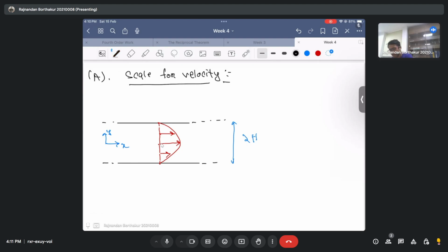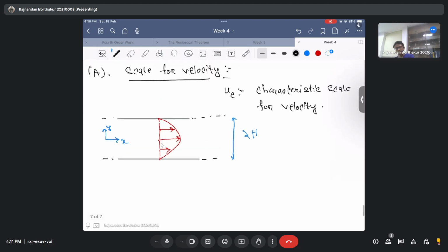So when I now ask you what is the scale for velocity, I would say that my UC, which I will call it as, so any variable with a C means that it is the characteristic scale of the variable. So UC is nothing but my characteristic scale for velocity. And what it means is that for a velocity field that is actually varying in this problem in the y direction, what is the ballpark figure of this velocity field, or what is the range this velocity field could actually vary, is something that is essentially our point of interest.